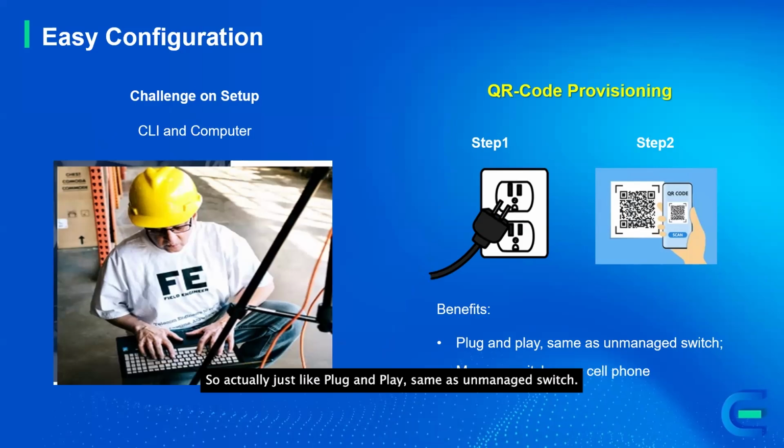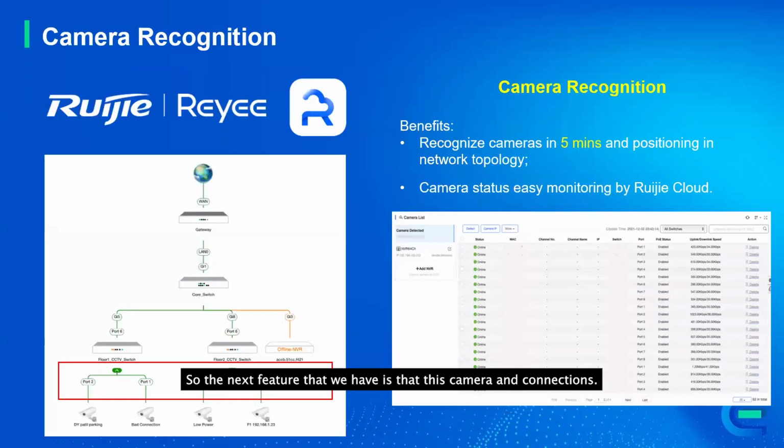Yeah, so it seems like an unmanaged switch actually. So we can just manage the switch on our Ruijie app on our cell phone. Okay. Yeah, so the next feature that we have is this camera connections.